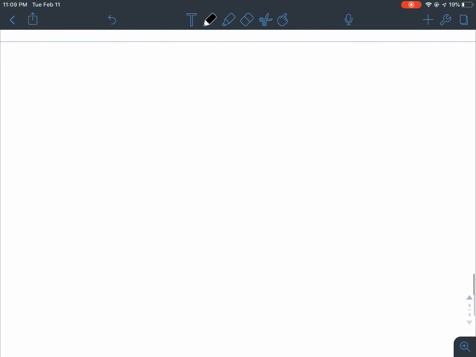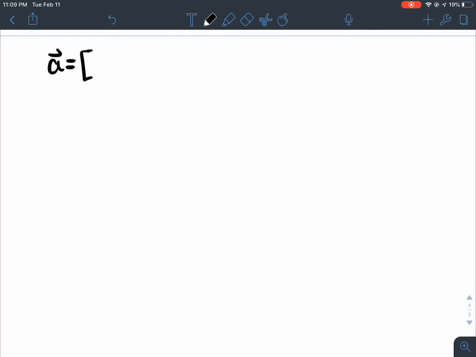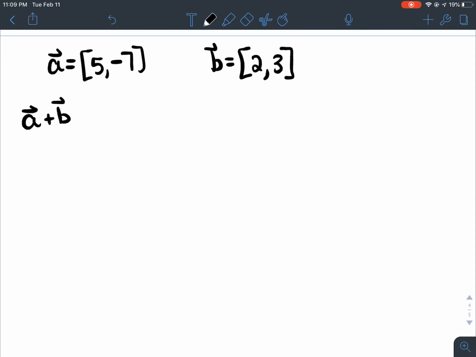So let's just try a couple questions. So let's say we had vector A is equal to 5, -7. And let's say we had vector B is equal to 2, 3. Okay, so what if we wanted to add the two vectors together? Let's try that.